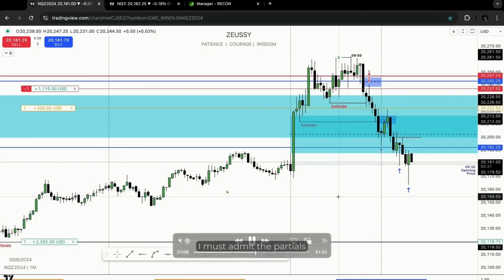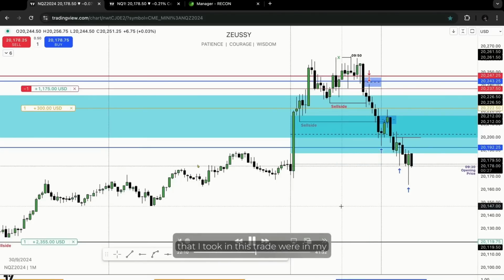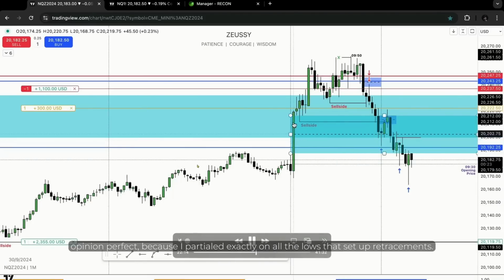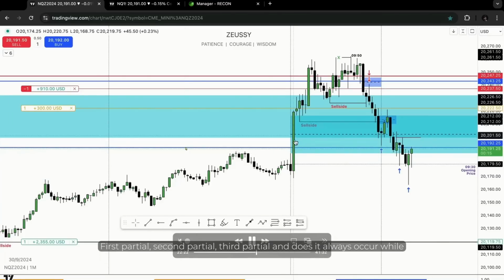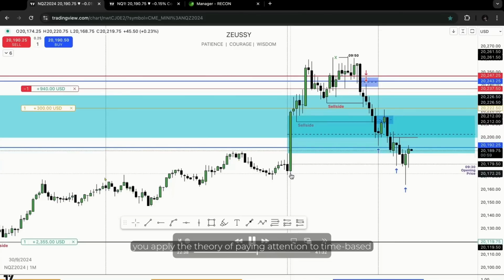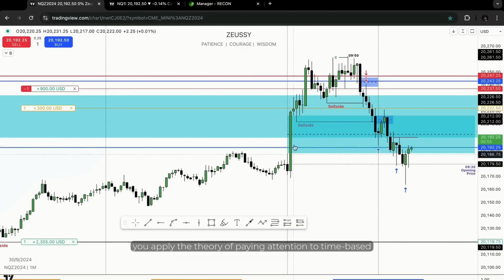I must admit, the partials that I took in this trade were, in my opinion, perfect, because I partialed exactly on all the lows that set up retracements. First partial, second partial, third partial. And does it always occur? Well, it isn't always that perfect, but when you apply the theory of paying attention to time-based ranges and key opens, you can basically anticipate retracements to take place. So that is something for you to investigate.